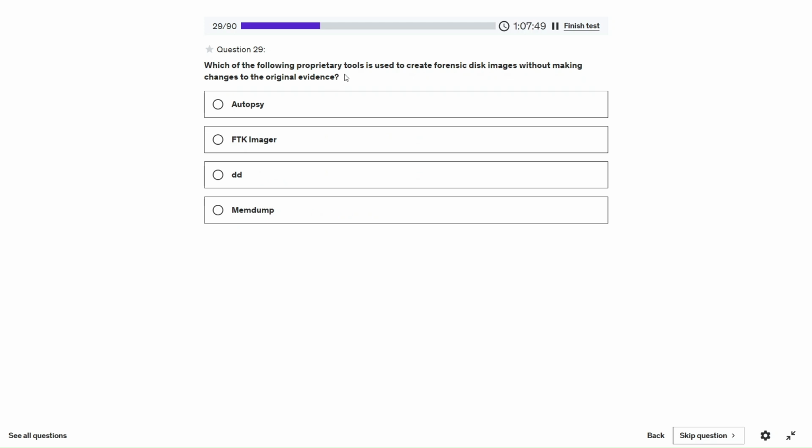Which of the following proprietary tools is used to create a forensic disk image? So you need to create a forensic disk image. If the word is forensics, then it should be different, whereas if it's using only disk images, then it should be DD. The tool DD is used for disk images, but for forensics, the FTK Imager is the tool which is used to image the drives for forensic purposes.